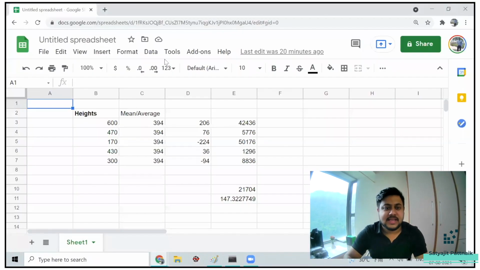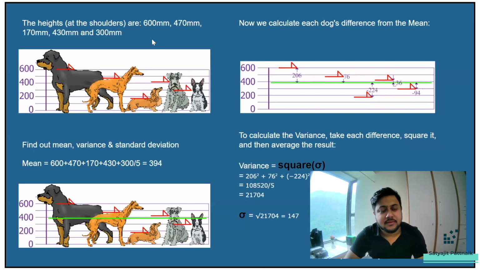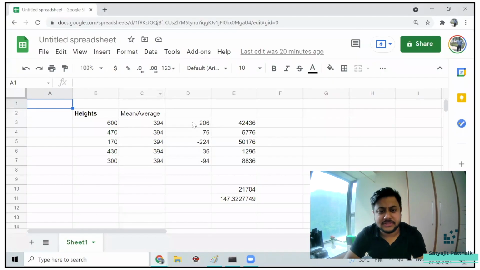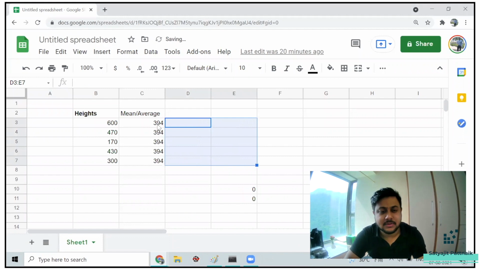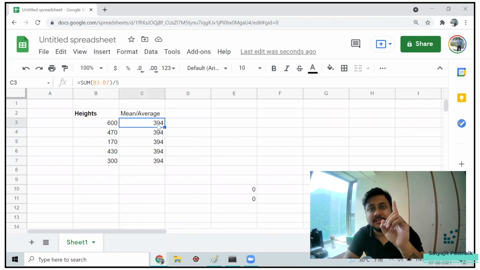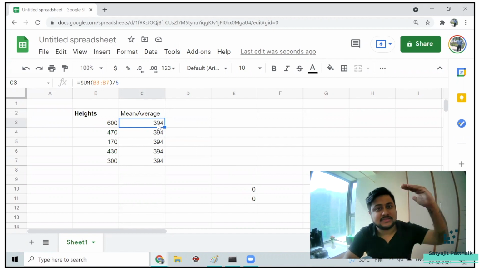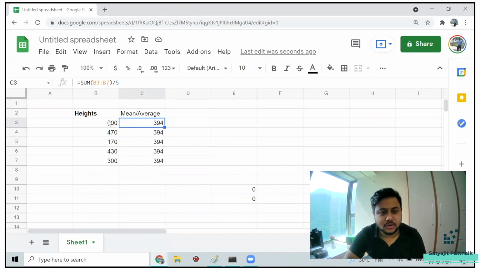So let's say I have 5 dogs: 600, 470, 170, 430, 300. Let me delete all these things so that we will do it from scratch. The first step is to find the mean value. Mean is the statistical term; the normal term is average. Finding the average is very simple: sum all the numbers and divide by the number of observations.